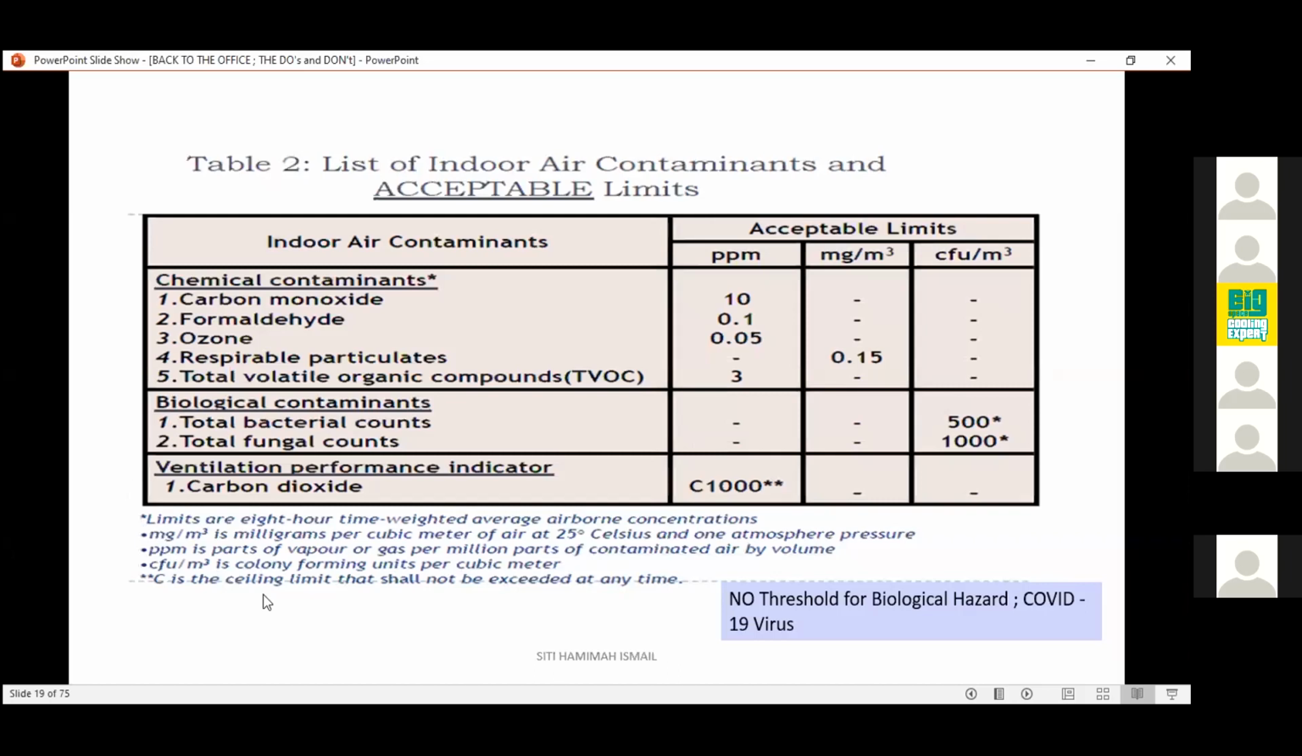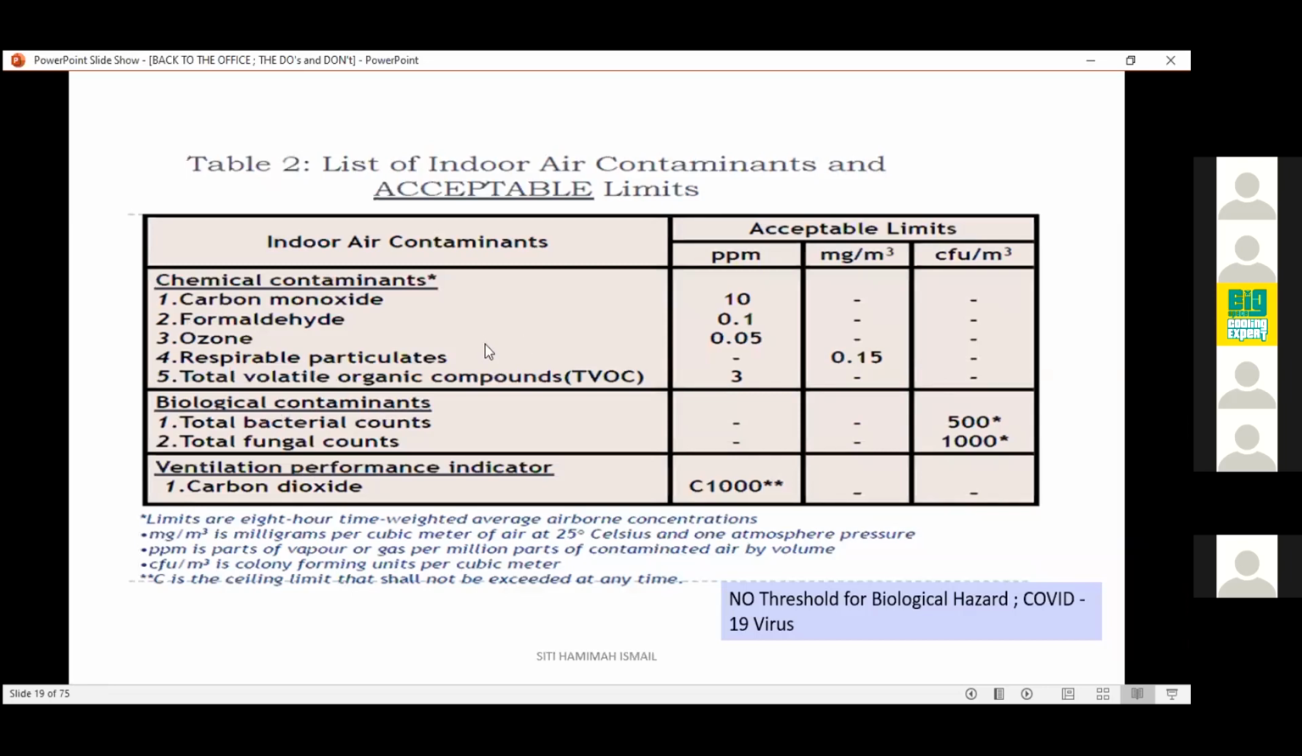Okay. So kalau you nampak ventilation performance indicator, carbon dioxide, very crucial for you to identify the ventilation rate. Tekan detail ni, tekan ni. Okay, so carbon dioxide being used as a ventilation indication. Apa beza ventilation performance indication ni untuk carbon dioxide dengan 5 elemen ni tadi?